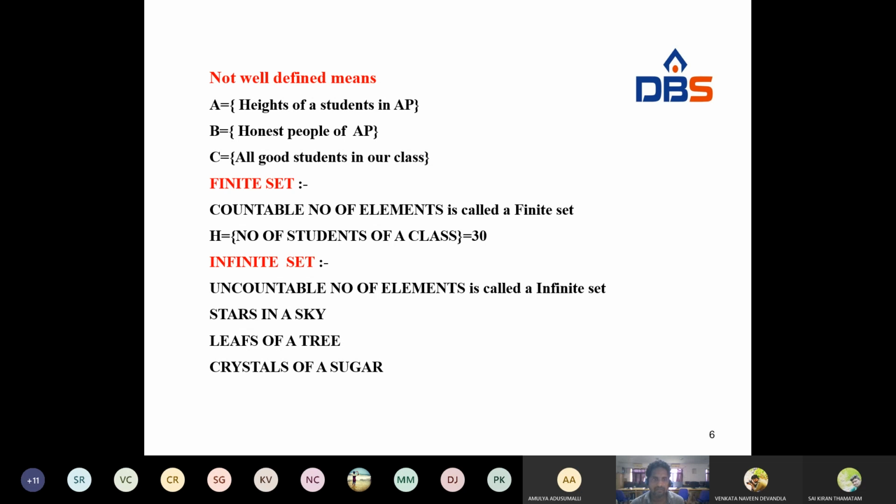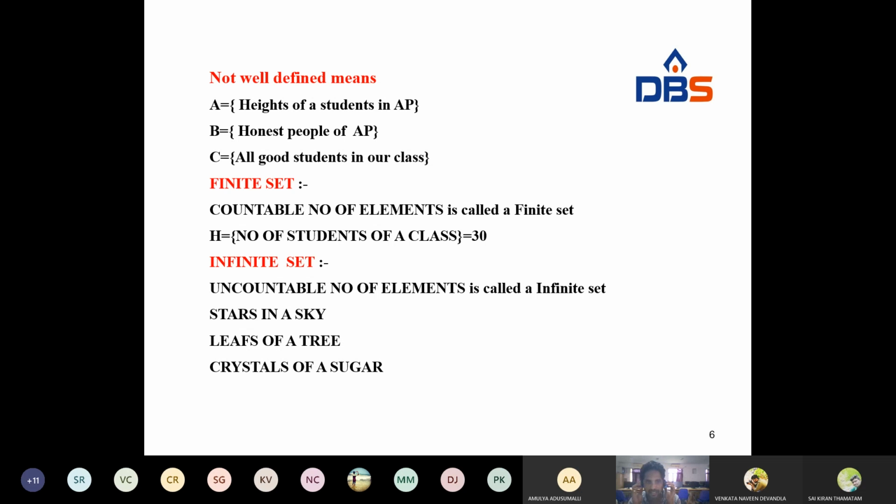Now, not well defined means, for example, the height of students in AP. We cannot define it perfectly. Now B, honest people of AP. All are not honest in AP. That's why we can say it is not well defined. Now C, all good students in our class.